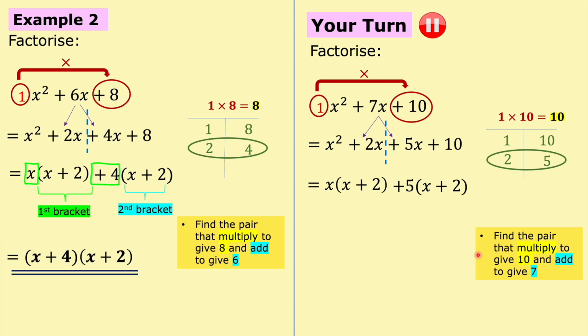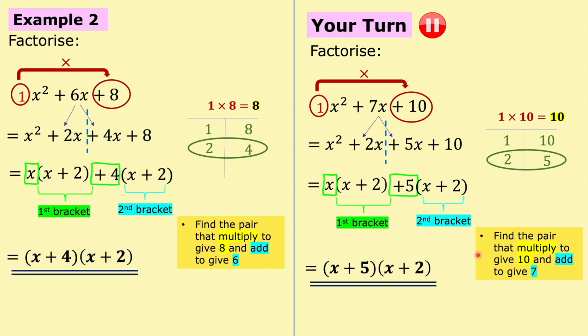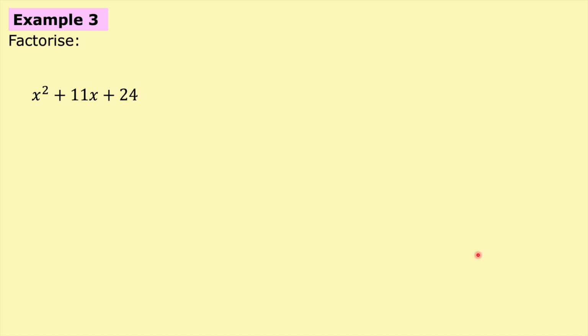We now need to identify our brackets for our final answer. So you've got x plus 5 as your first bracket, and then x plus 2 as your second bracket. And just rewrite those, and that's the final answer. So well done if you got that. Okay, third example. There's 4 examples in total.